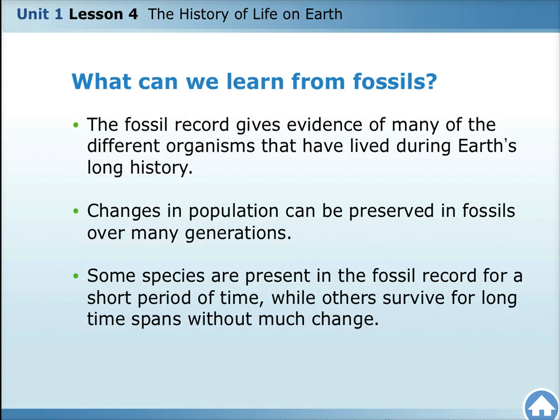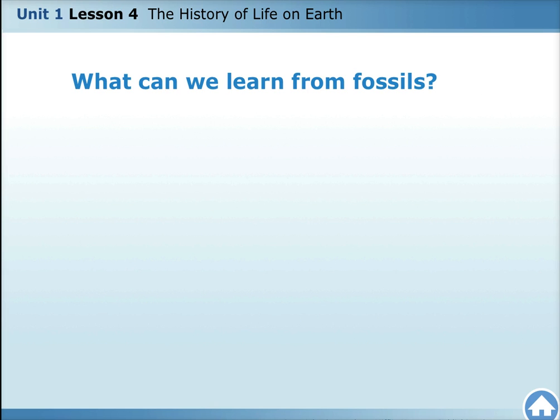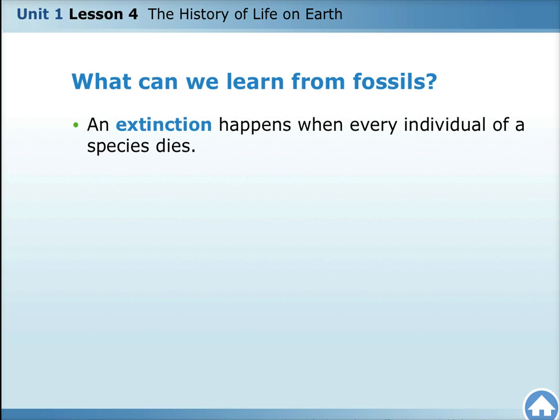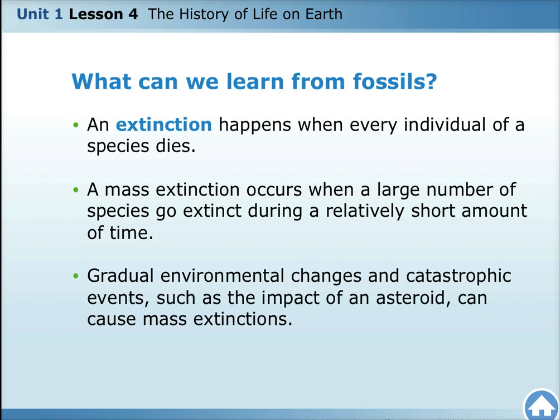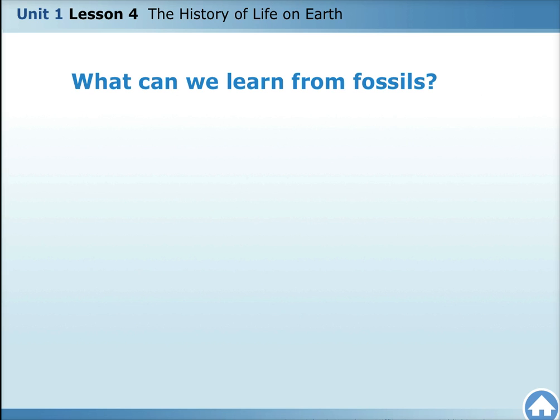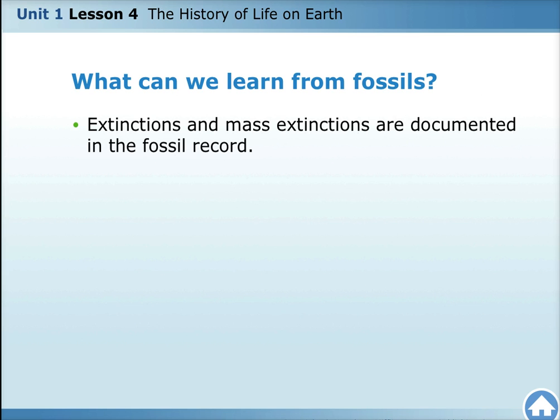Some species are present in the fossil record for a short period of time, while others survive for long time spans without much change. An extinction happens when every individual of a species dies. A mass extinction occurs when a large number of species go extinct during a relatively short amount of time. Gradual environmental changes and catastrophic events, such as the impact of an asteroid, can cause mass extinctions.